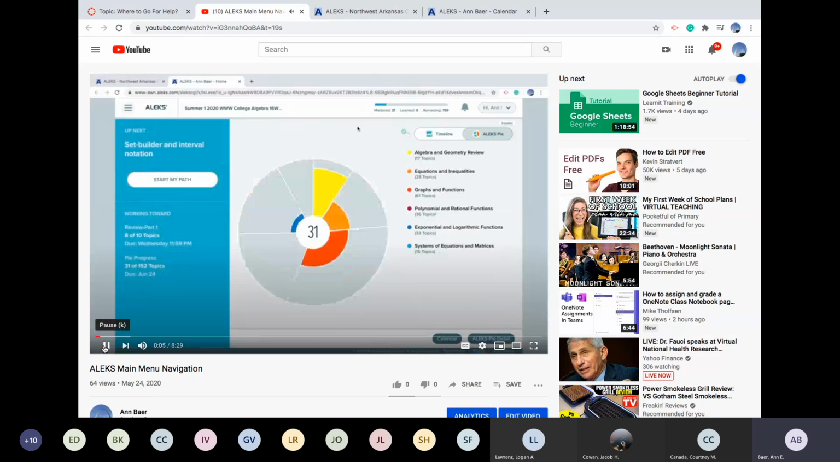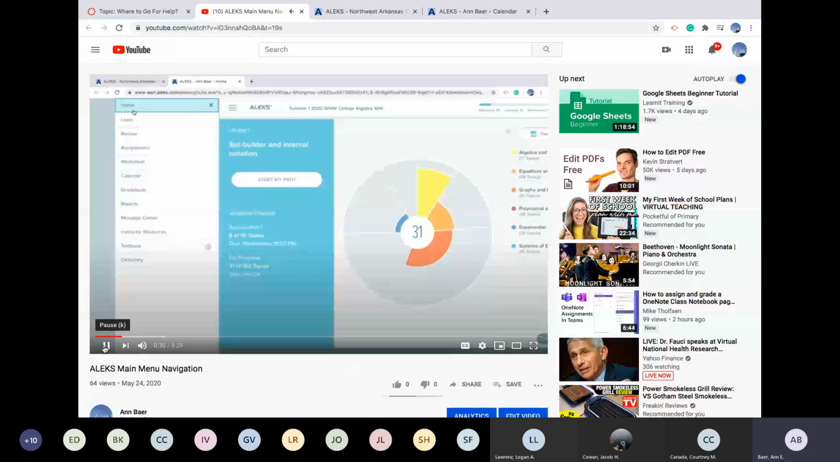It goes into the main menu of ALEKS. I would like to talk to you about main menu navigation in our ALEKS software. To access the main menu in ALEKS, we want to click on these 3 horizontal bars that are in the top left corner of the screen.